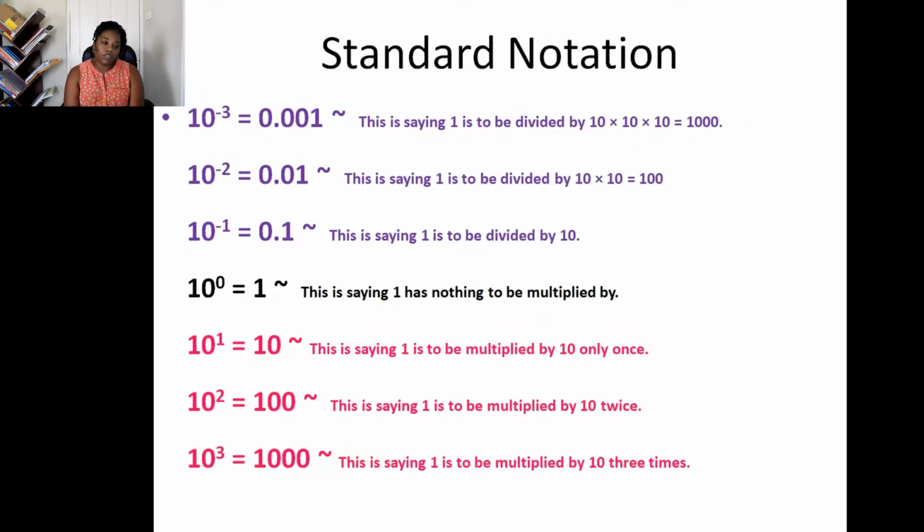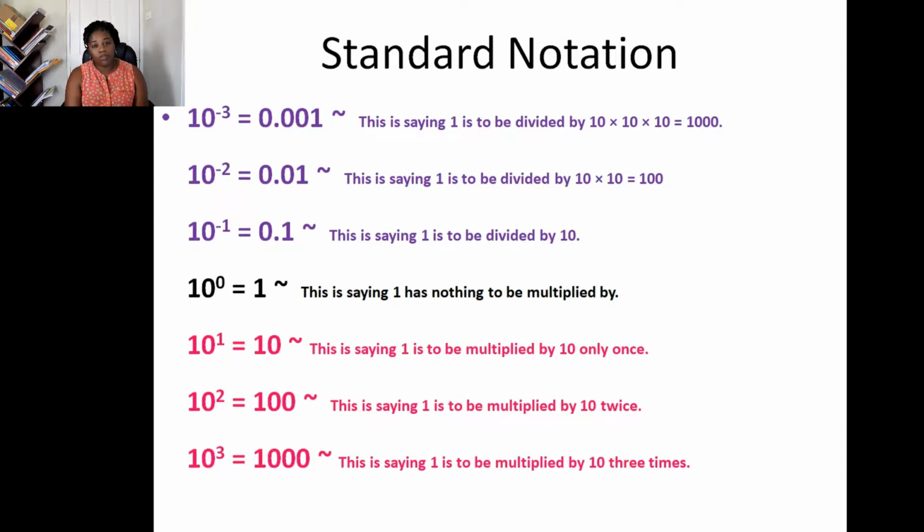Now, 10 to the negative 3 can be written as 0.001. This is saying 1 is to be divided by 10 times 10 times 10. And 10 to the negative 2 is equal to 0.01. This is saying 1 is being divided by 10 times 10. 10 to the negative 1 is equal to 0.1. This is saying 1 is being divided by 10. 10 to the 0 is equal to 1, as I was saying earlier. And this is saying 1 has nothing to be multiplied by.